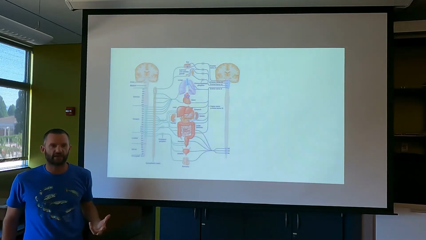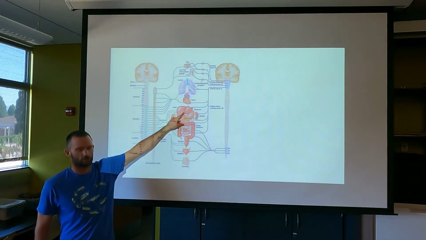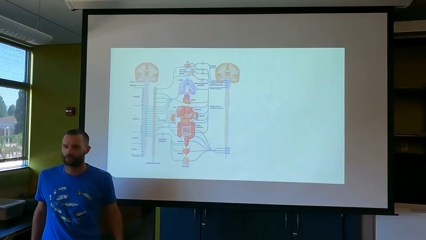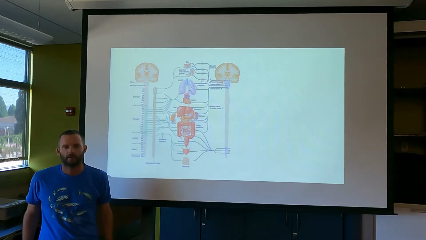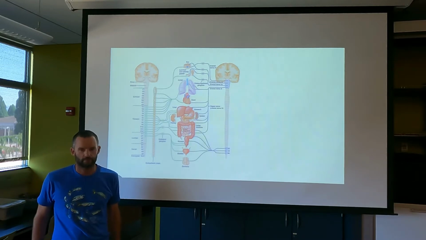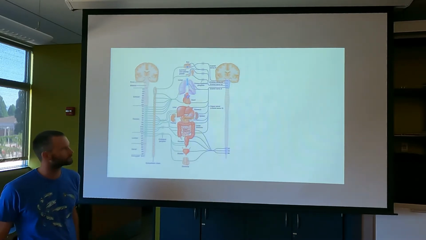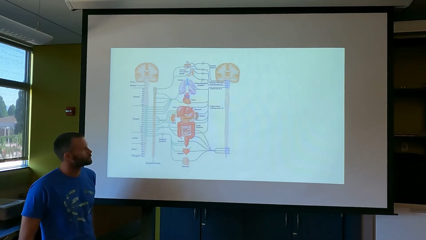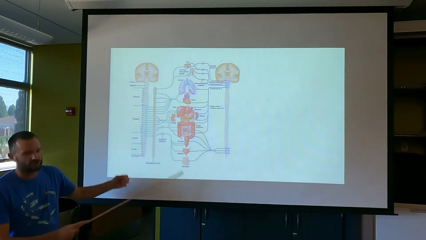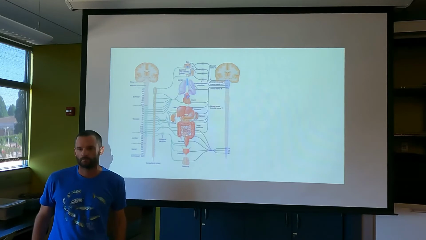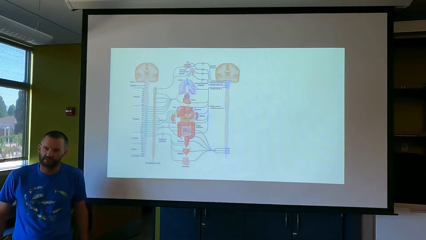What are these sympathetic neurons going to be releasing? What neurotransmitter onto their effector organs? Norepinephrine. Norepinephrine. Good. Or noradrenaline. What do we call the sympathetic division? When is the sympathetic division activated?